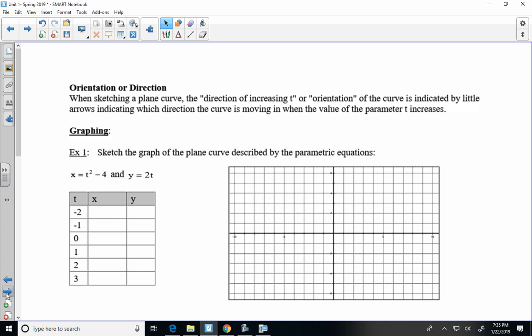Wonderful. Orientation or direction. When sketching a plane curve, the direction of increasing t, or the orientation of the curve, is indicated by little arrows showing which direction the curve is moving when the value of the parameter t increases. That's an important thing because I could ask you to graph a parabola, but who's to say that the parabola is showing an object going from left to right? Maybe the parabola has the object going from right to left.